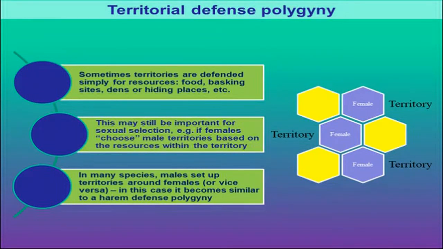Many times what happens, the male sets up territories around females. So this is a tactic. The male sets up the territories around the females, or sometimes the females set up territory around the males. But in most cases, the male sets up territories around females, and in this way it may set up multiple territories, and these territories are to cover the resources for the females. You can see there are 3 females and there are 3 territories set up by a male. So this is a kind of situation of polygyny, territorial defense polygyny in case of animals.